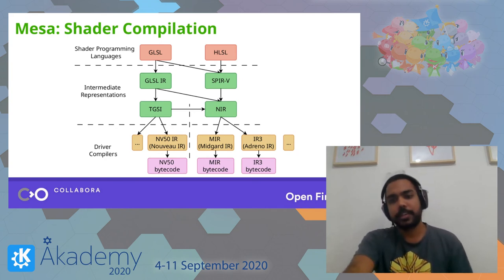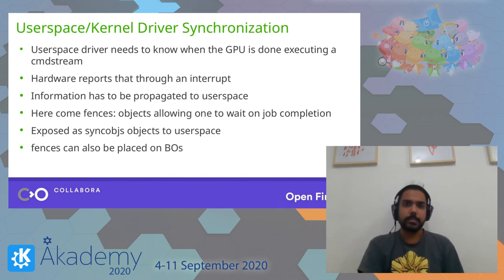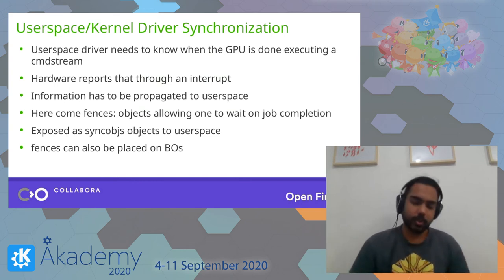And this bytecode is actually what gets run on the GPU at the end. I'm sorry. All right, so now we've submitted a job, the job's run, what happens next?